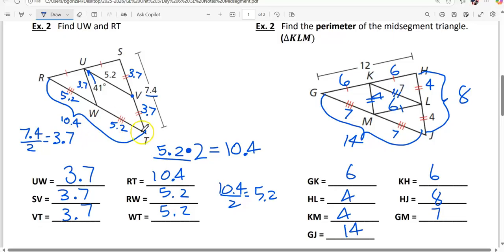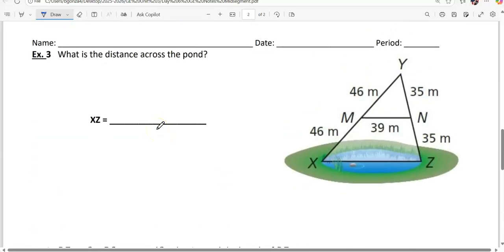Okay, on the back. Is this a mid-segment? Well, doesn't matter if it looks like it. It matters if it's a midpoint. Is M a midpoint? If these are the same, it's a midpoint. So they are. Is N a midpoint? If these are the same, it is. And guess what? It is.